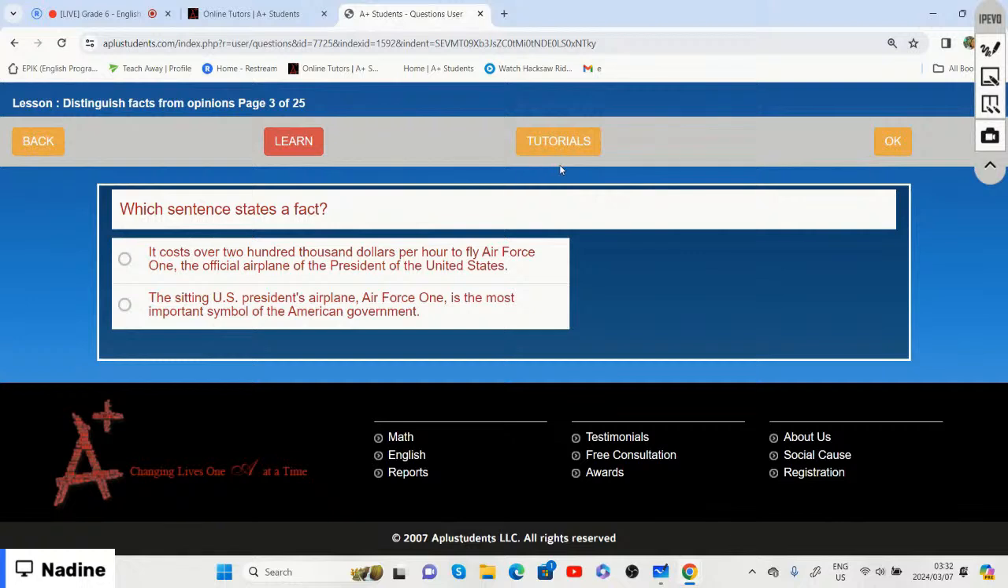It costs over $200,000 per hour to fly Air Force One, the official airplane of the President of the United States. Or do we say the sitting US President's airplane, Air Force One, is the most important symbol of the American government?